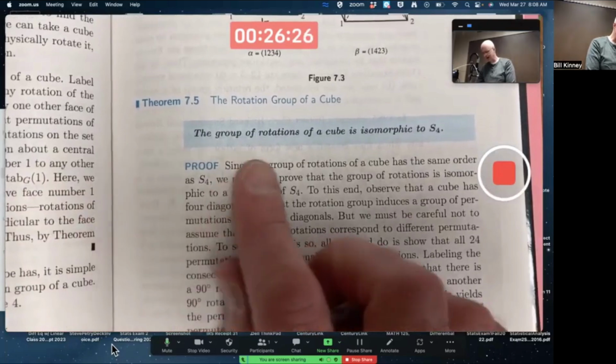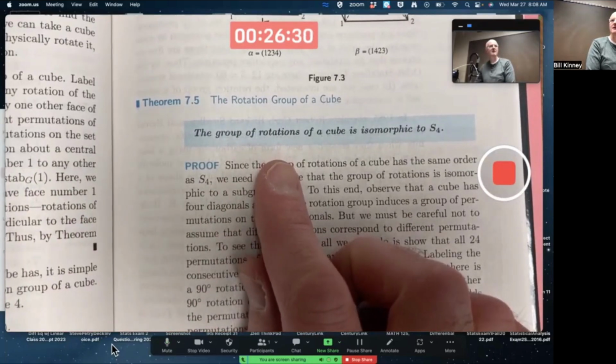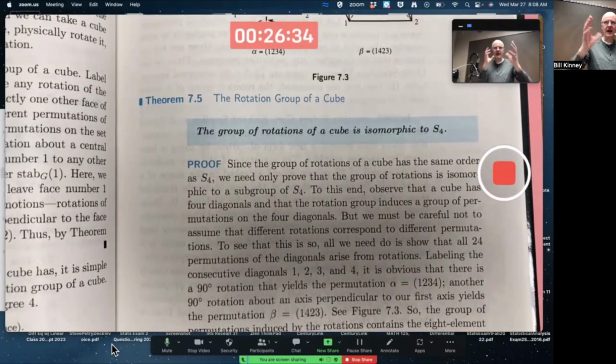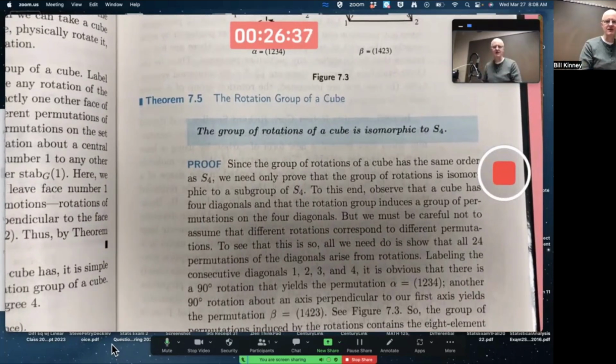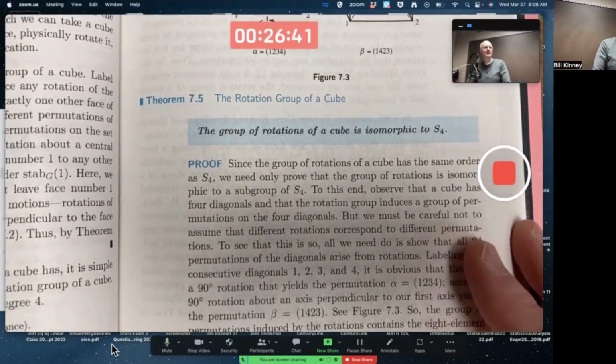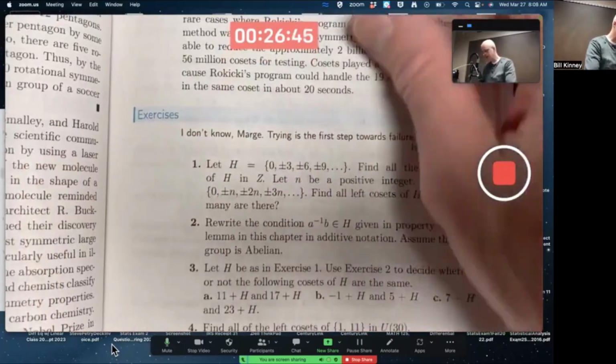You don't need to memorize that. I mean, it's interesting: the group of rotations of a cube is isomorphic to S4. We're talking about a cube, a 3-dimensional object, right? The group of rotations, not reflections. You're just thinking about rotations. It's isomorphic to S4. That's kind of interesting, but it's not something you need to know for the test. It's an application of the orbit-stabilizer theorem.